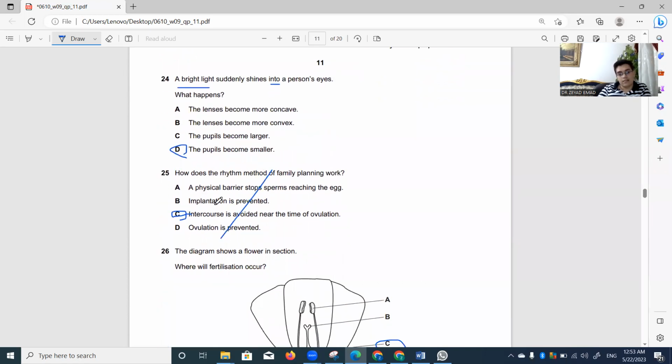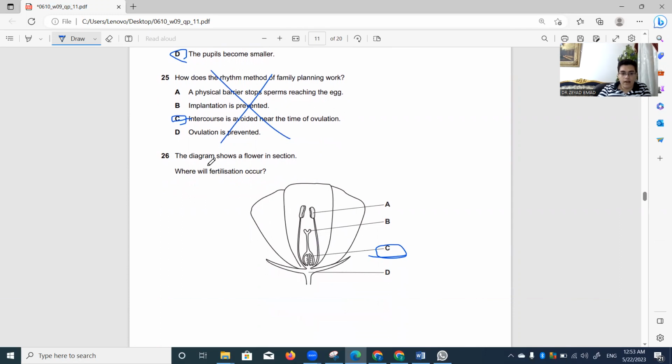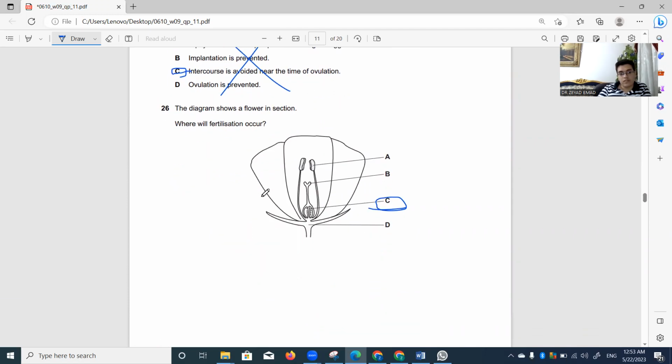This question is cancelled. Where will fertilization occur? Fertilization occurs in C, which is the ovary containing the ovules.